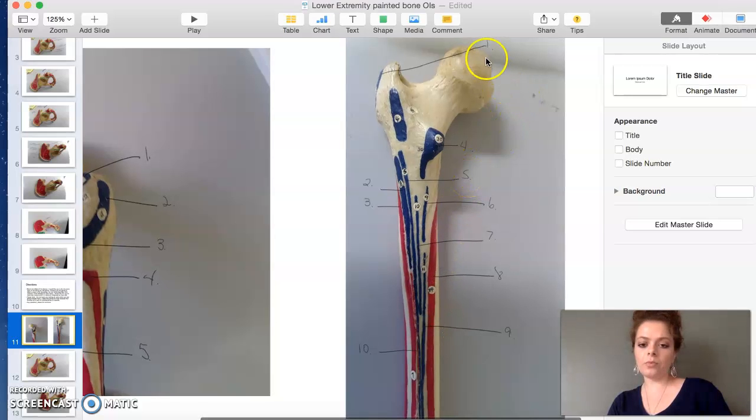And for our insertions, we are going to have the insertion of the gluteus medius at number one. At number two, the gluteus maximus insertion. At number four, the iliopsoas insertion. At number six, the pectineus insertion. Number five, we will have the insertion of the adductor magnus. Number seven, the insertion of the adductor brevis. At number nine, we will have the insertion of the adductor longus.